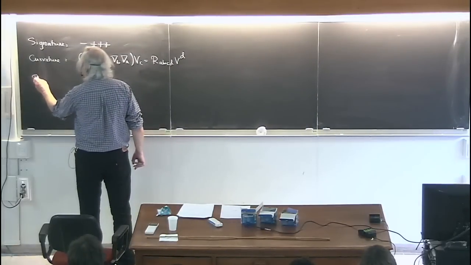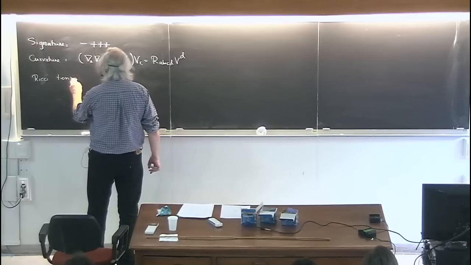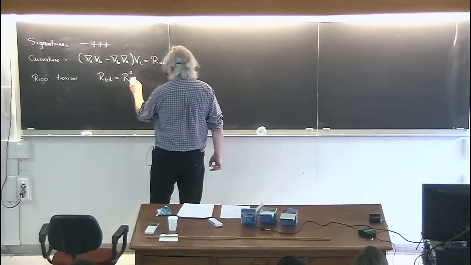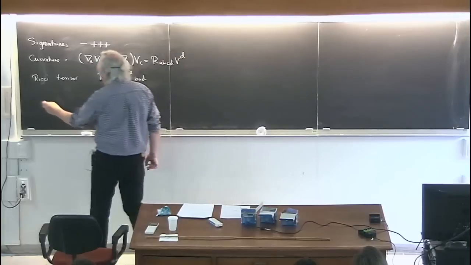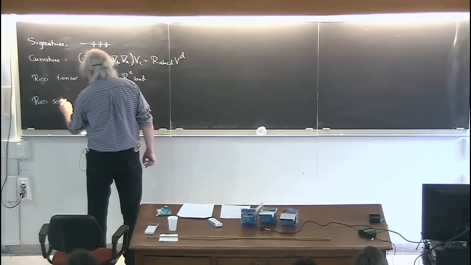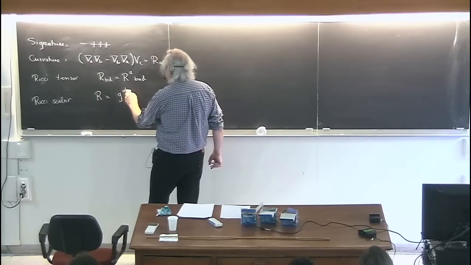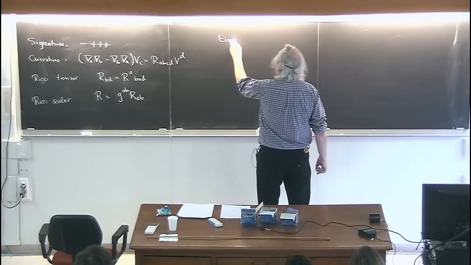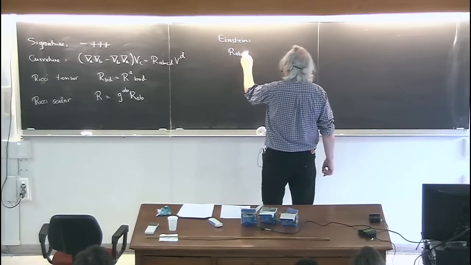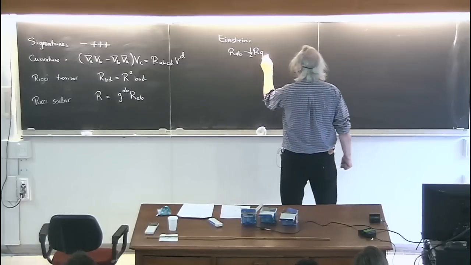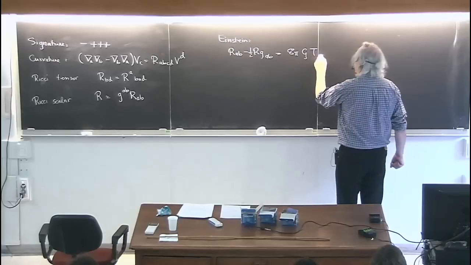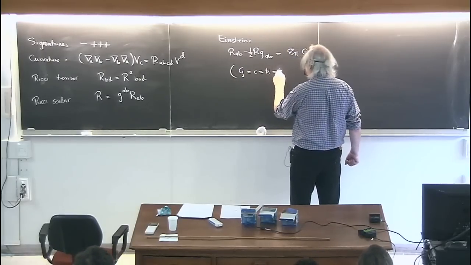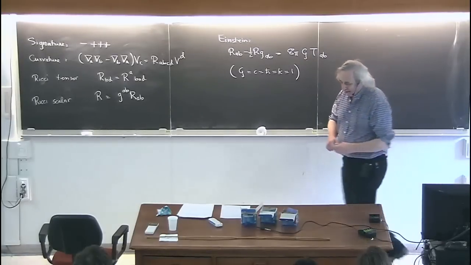The Ricci tensor, for me, is found by taking a contraction on the first and third index of the Riemann tensor. The Ricci scalar R is going to be g^AB times R_AB. And lastly, the Einstein equations are just going to be R_AB minus a half R g_AB equals 8 pi times Newton's constant times T_AB. I will usually use units such that G equals c equals h bar equals Boltzmann's constant equals 1, usually. But I put the big G in here just to keep track of things.